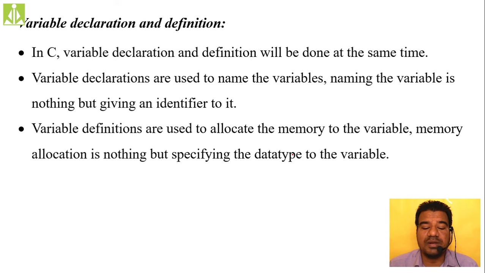Variable definitions are used to allocate the memory, assigning the memory to the variable. Memory allocation is done by specifying the data type to the variable. Generally, we specify the data type to that variable so that we can tell the compiler that so and so range of values we can store into that variable, and so and so type of values we are going to store in that variable. Okay, variable declaration, variable definition, we are clear.